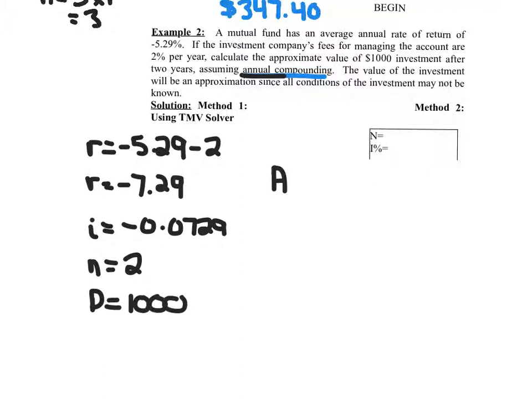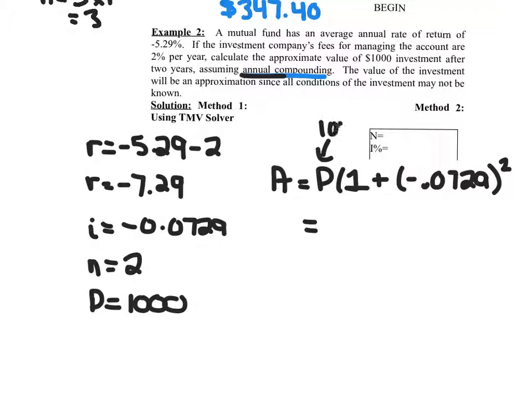So if we go to solve this, we get A equals P times (1 plus i) to the exponent. And I want you to notice it's 1 plus negative 0.0729. You just have to make sure you take that into account. Our principal here was $1,000. When we actually solve that, we get a value of approximately $859.51. So the value of the investment after 2 years is $859.51.